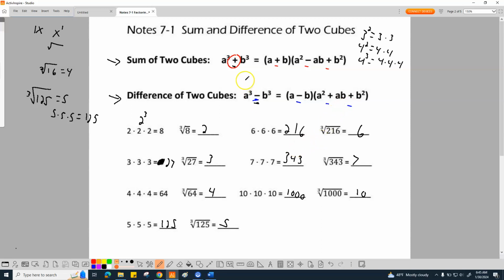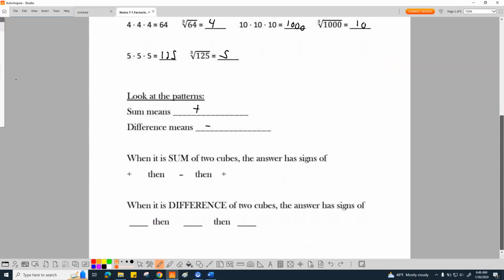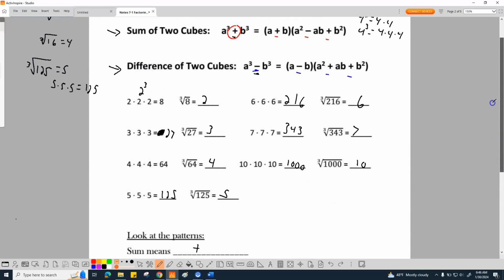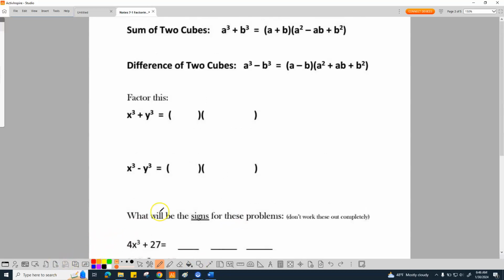I'll show you how to do this. That's what they're showing you on this part of the notes. So when it is the difference of two cubes, the answer has signs of blank, blank, blank: minus, plus, plus. So I guess we can fill that out: minus, plus, plus. They're just telling you to take note of that so you can see the difference. And then that will take us to the first example, which I'm going to put on a different video.